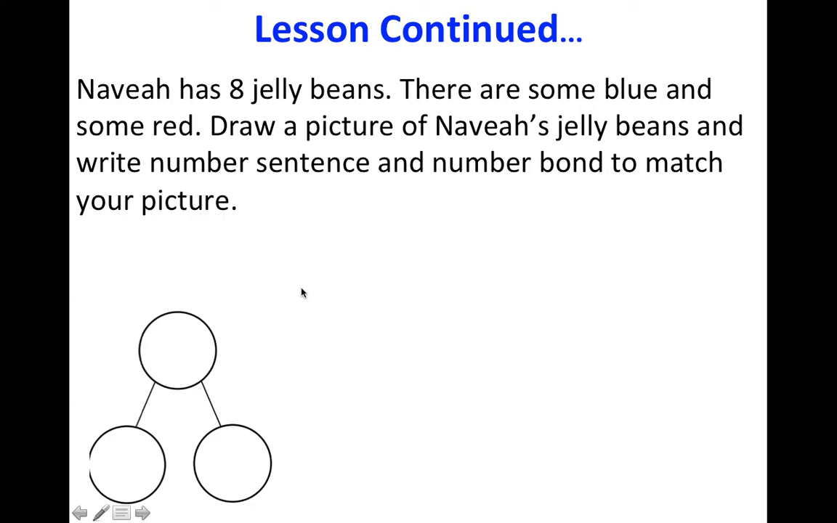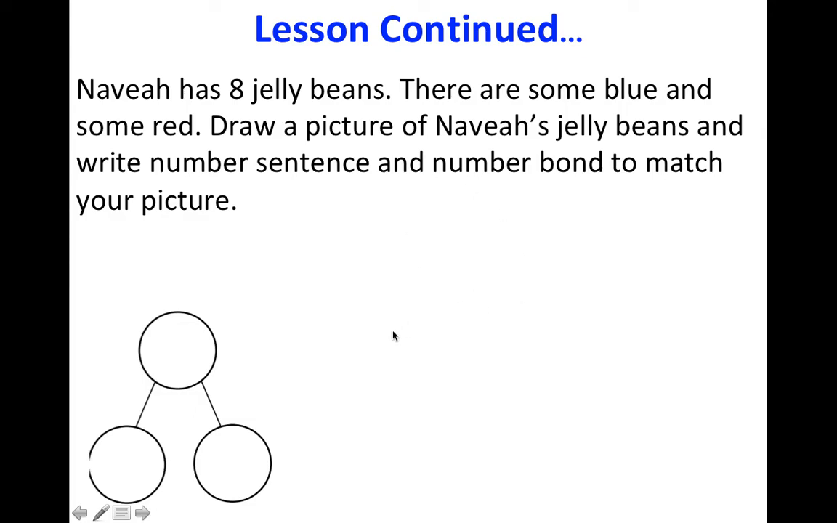Just like your application problem, this word problem also has 3 parts. Part 1, you have to draw a picture. Part 2, fill in the number bond. Part 3, fill in the number sentence. Remember, when you draw a picture, you have to make sure that there are 8 jelly beans. How many jelly beans? 8 jelly beans. The story did not say how many red and how many blue. At this time, you can choose whichever you want.